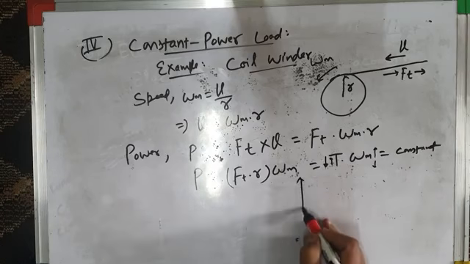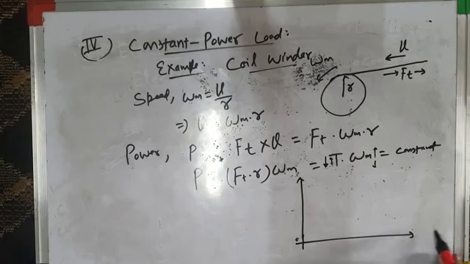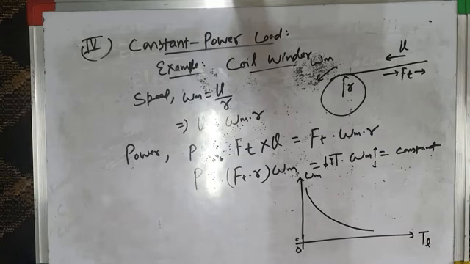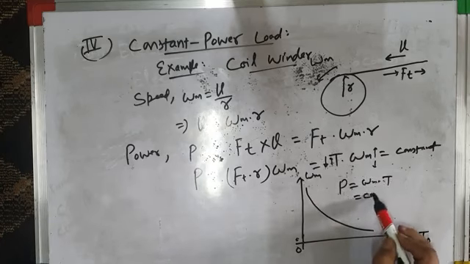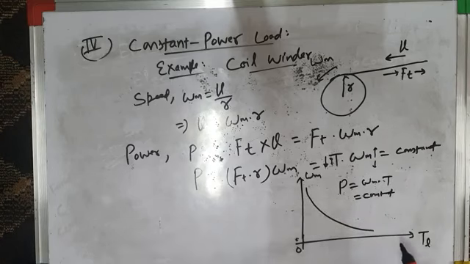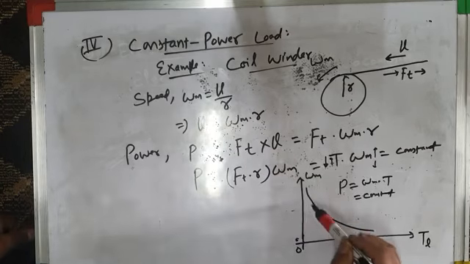And its torque speed characteristics are something like this. Let me show you. This is torque and this is the speed. You can see at low speeds, torque is high. As speed increases, torque decreases, so that P equal to omega m into T is always constant. Because when one parameter increases, the other decreases, and vice versa. Power remains always constant. So this is another example of a load, and these are the torque speed characteristics of a constant power load.